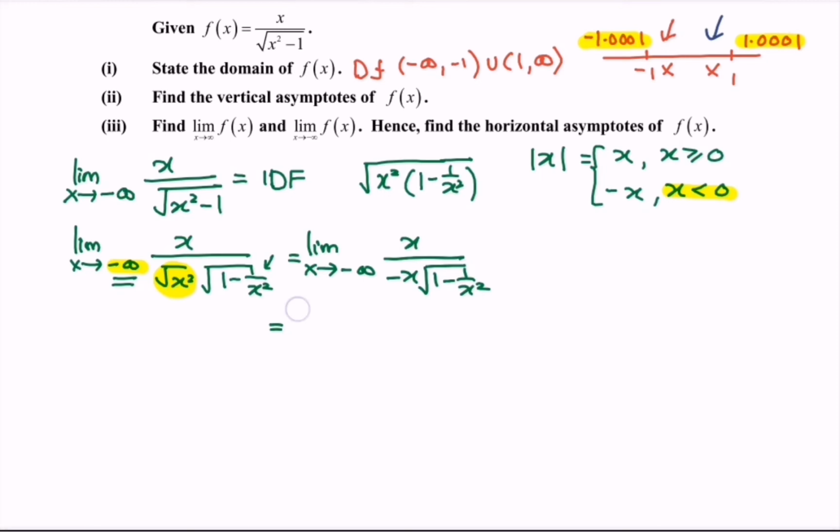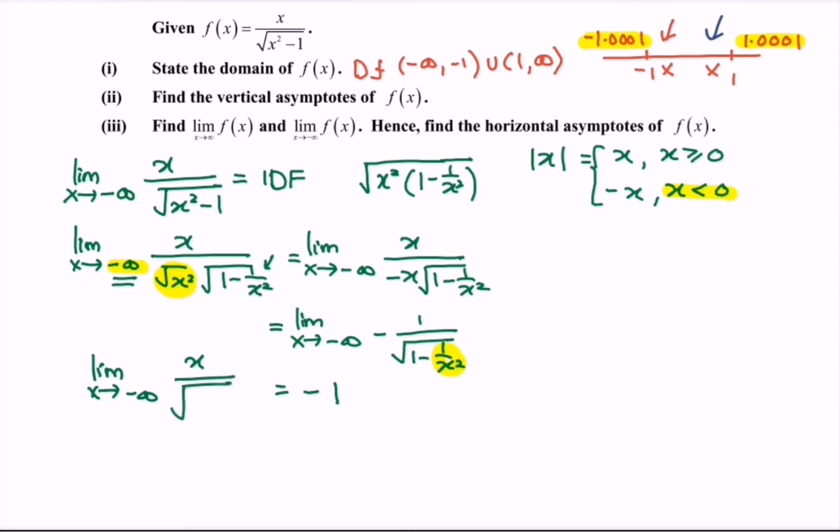So if we simplify the situation, limit when x approaching negative infinity, we will have negative 1 over square root of 1 minus 1 over x squared. So if we substitute the situation into this part, we will obtain 0. And finally, the value will be negative 1, as the limit when x approaching negative infinity for the function x over square root of x squared minus 1. So that is the situation for the limit approaching negative infinity.